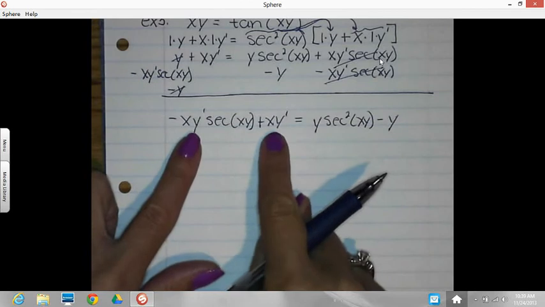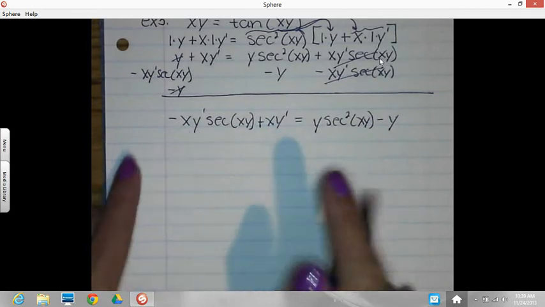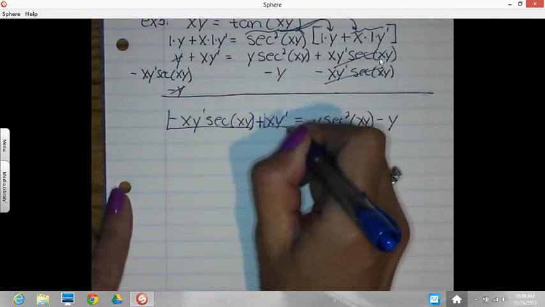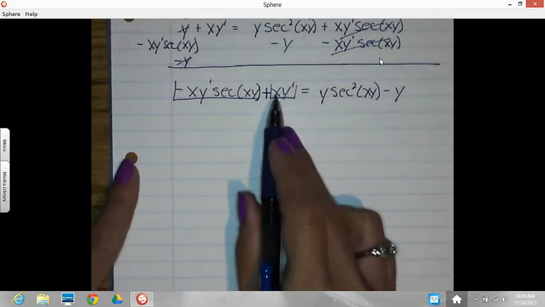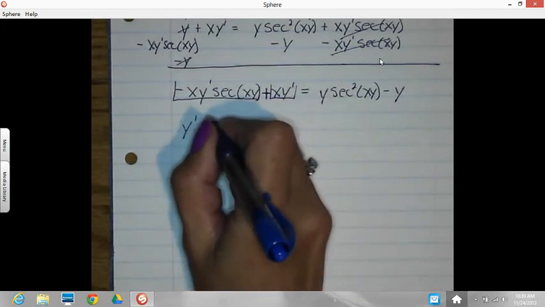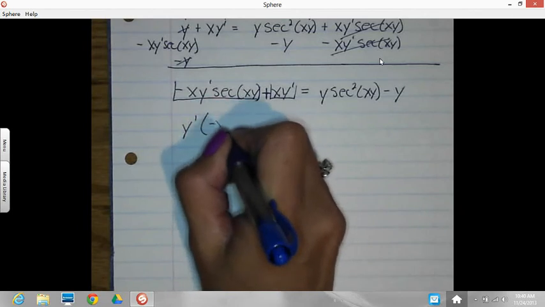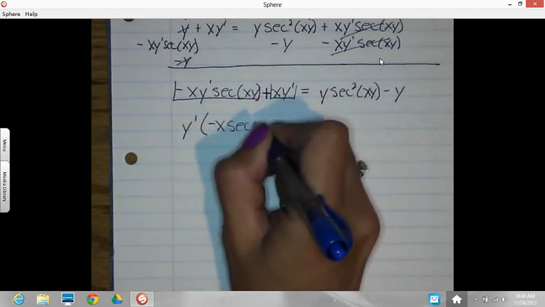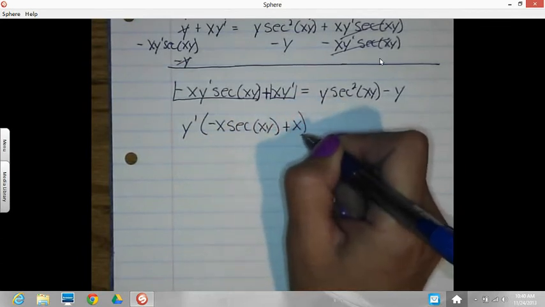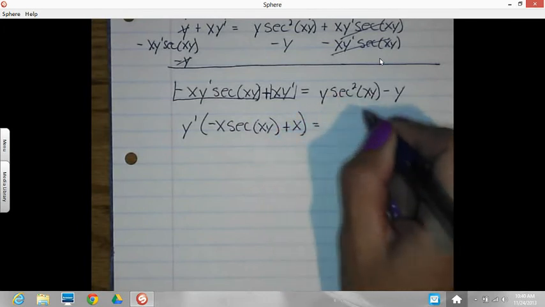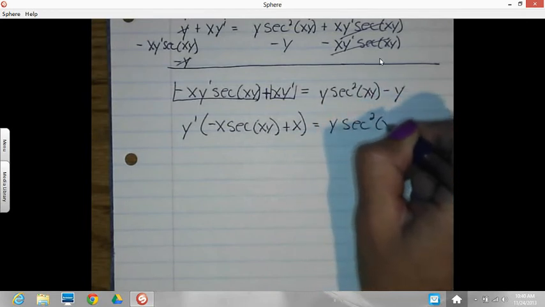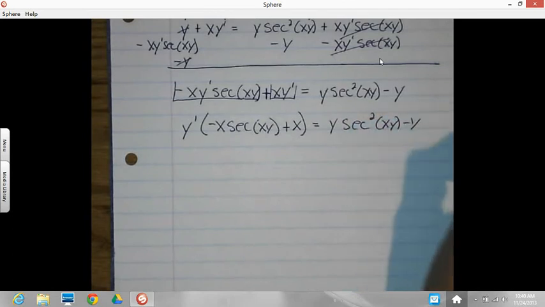Now you solve for y prime by factoring, because you've got two baskets here because of the add sign in the middle. You've got this first basket plus the second basket, and all we want to take out is the y prime. Even though they both have an x, I don't care about that. I want to solve for y prime. So take out the y prime. What's left in the first basket will be the negative x times the secant of xy plus x equals, and then here, y secant squared xy minus y. Now I'm ready to divide.